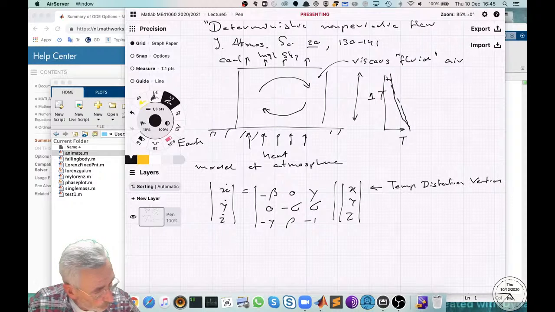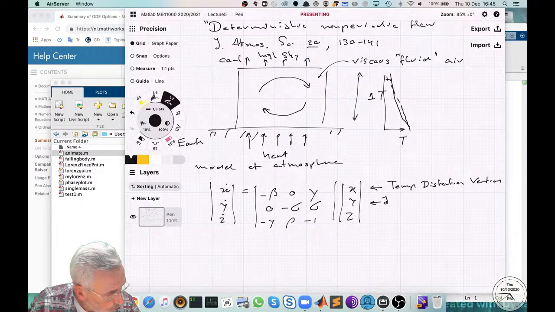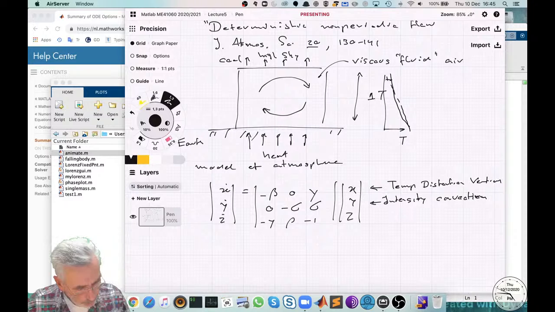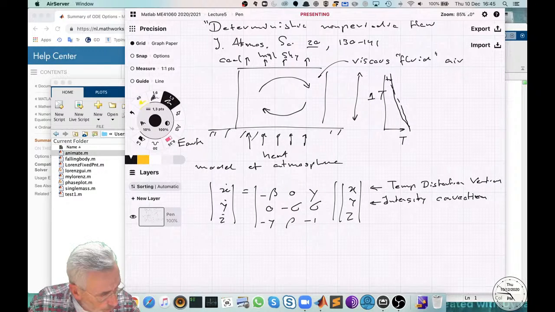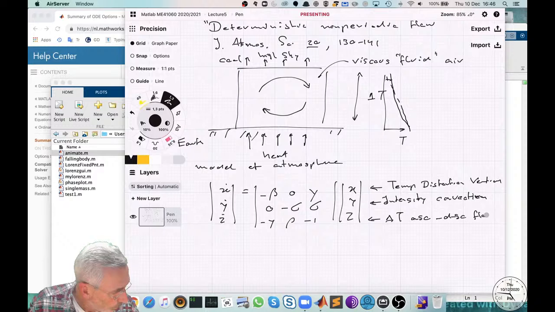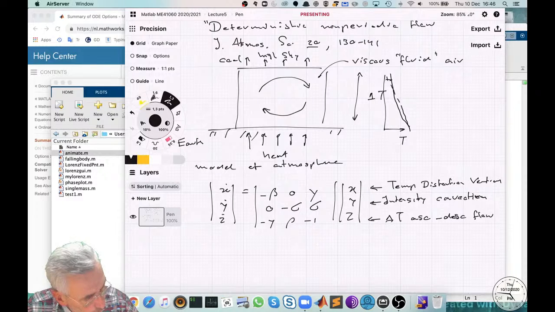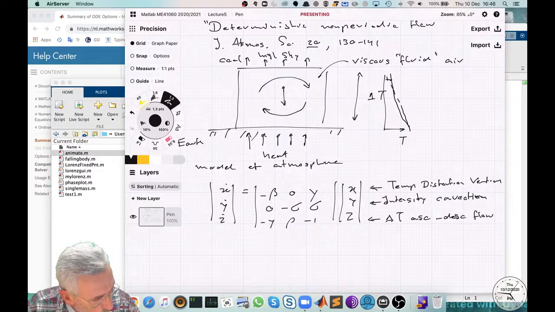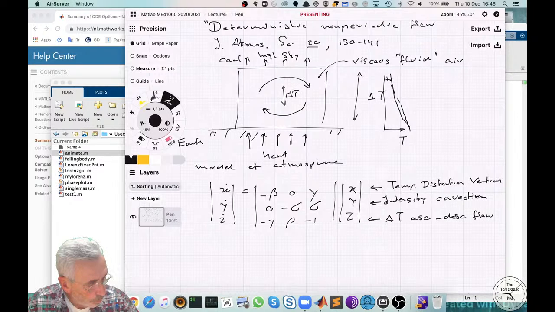Then the second variable, that is the intensity of the convection. And then the last one is the temperature difference between ascending and descending flow. So there is a temperature difference between the flow going up and the flow going down.